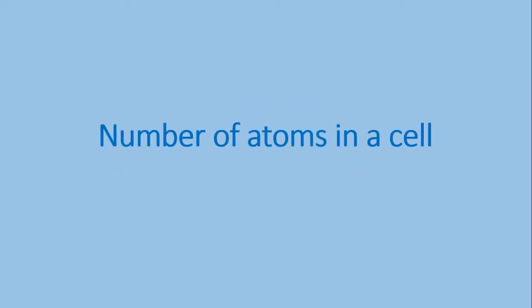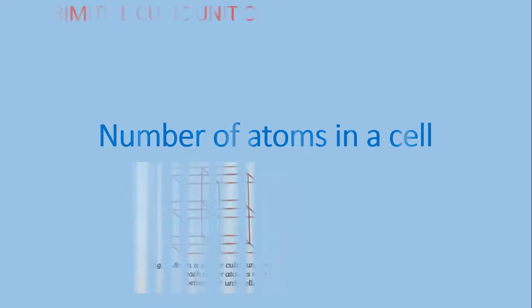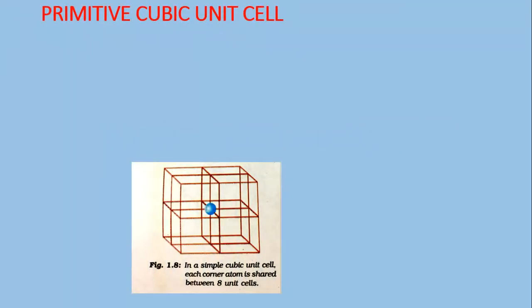Today we will discuss the number of atoms in a cell. And cells are of two types, primitive unit cell and centered unit cell. Let's see the first one, primitive unit cell. This is a diagram where we can explain the primitive unit cell.